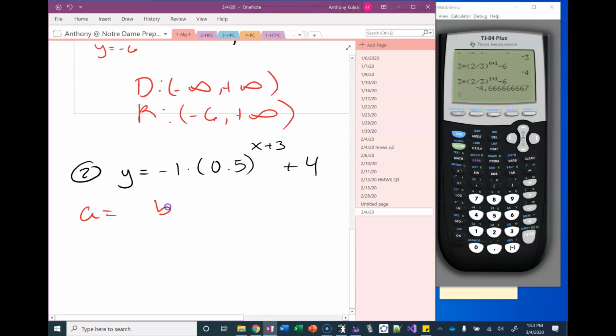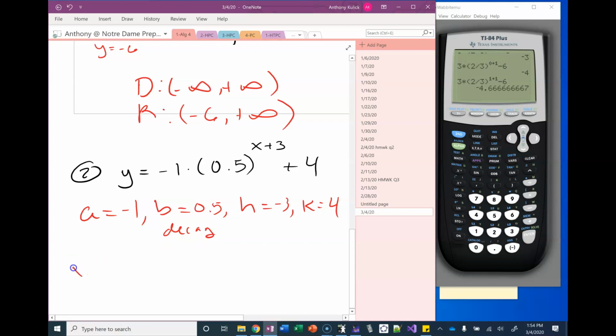Values for A, B, H, and K are -1, 0.5, -3, 4. Excellent. Next thing up, is this growth or decay? Decay. Why? Because the B value is less than 1.